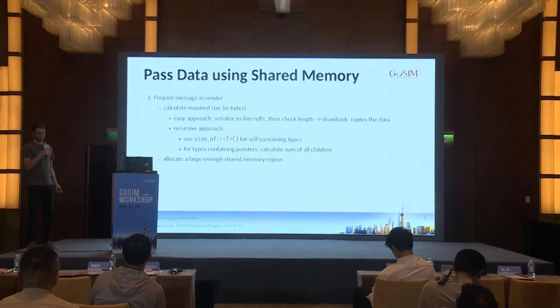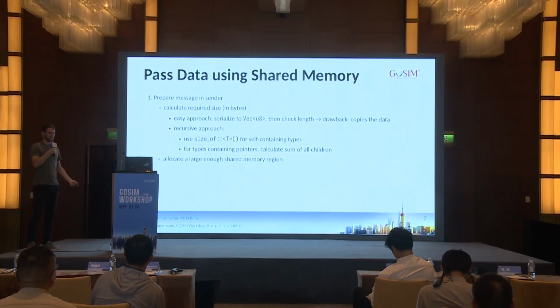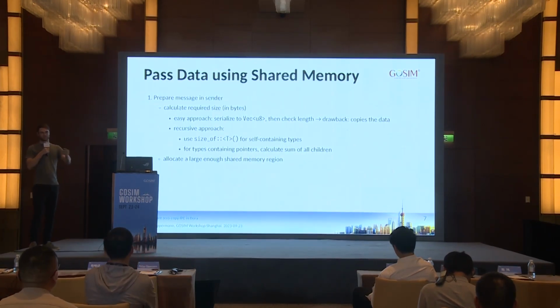For passing data using shared memory, we first need to prepare the message in the sender. So for that, we first need to know how big the message is going to be when serialized. One easy approach is to serialize it to a byte vector first, and then we can check the length of the byte vector. But now we need to do an additional copy because we just serialized it to the heap, and then we need to copy it to the shared memory. So this approach is not really a good one.